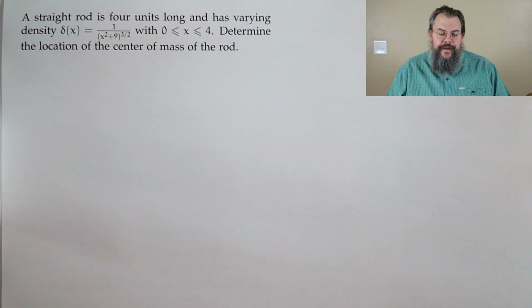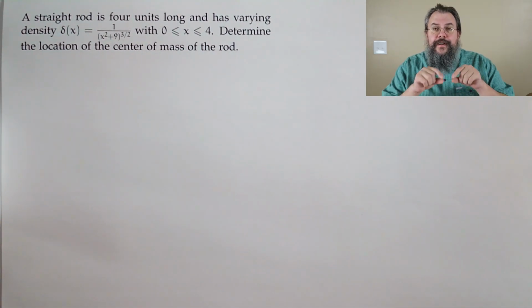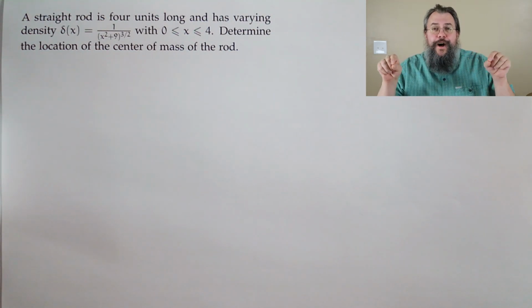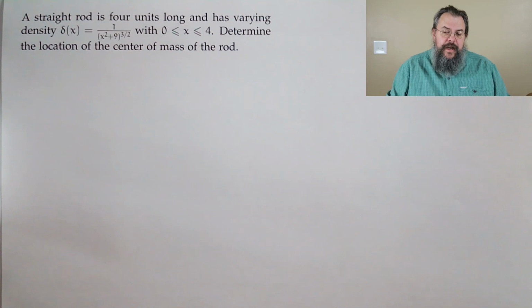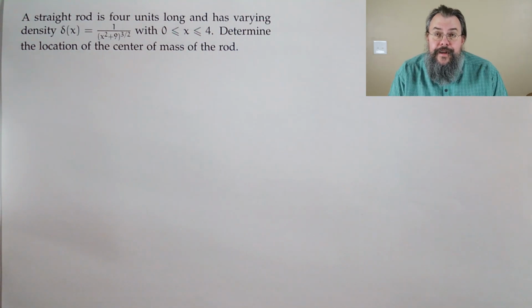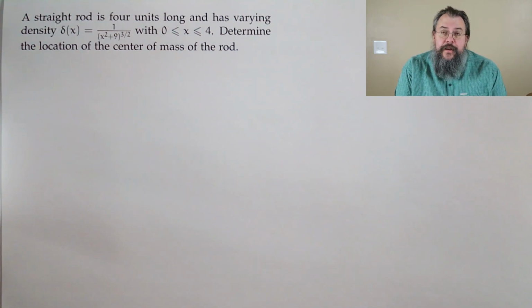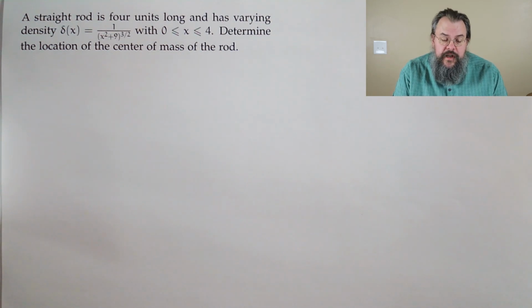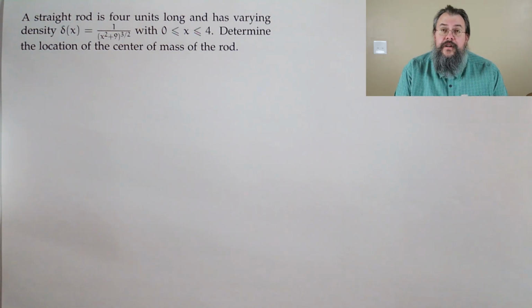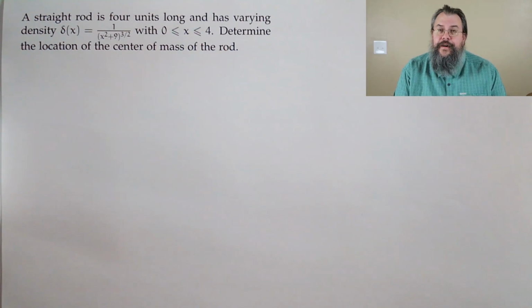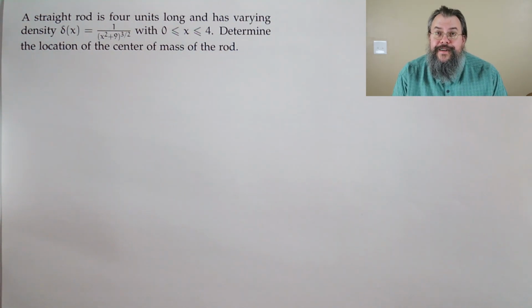A straight rod is 4 units long. So when we talk about straight rods, think of it as like a one-dimensional object. And it has varying density. So our density is 1 over (x squared plus 9) to the 3/2. And x goes from 0 to 4. Determine the location of the center of mass of the rod.